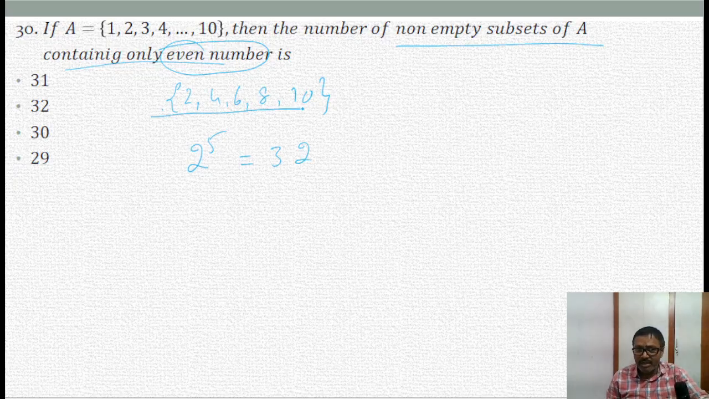But in that 32, the null set is also a subset. The null set has no element, so there is no even number in it. So for the required number of subsets, out of 32, I should eliminate one, which is the null set. Then my answer is 31 for this, that is option A. Okay friends, let's move on to the next one.